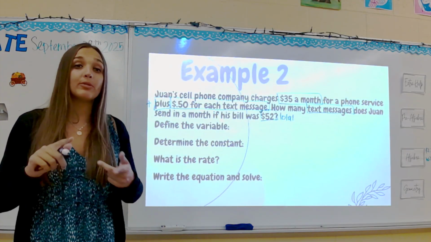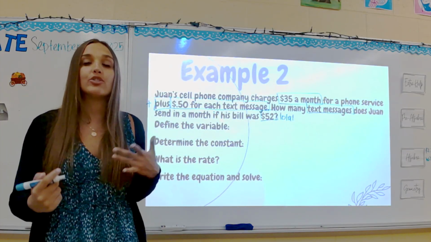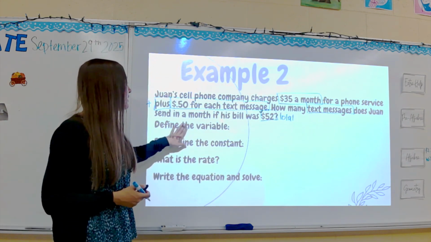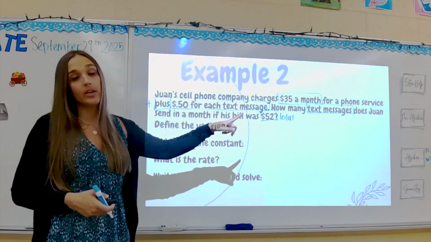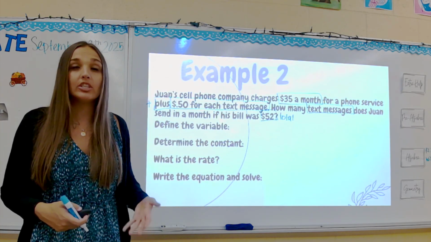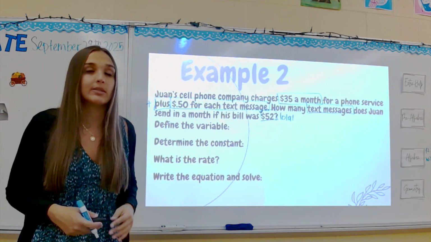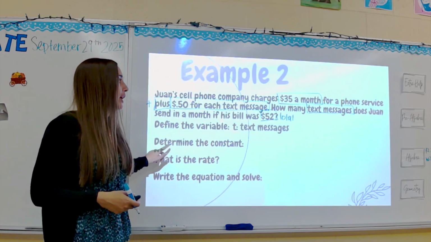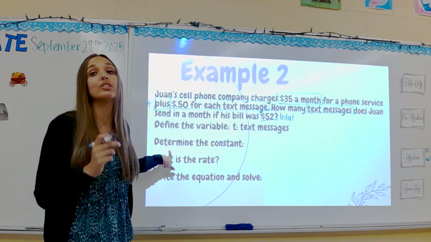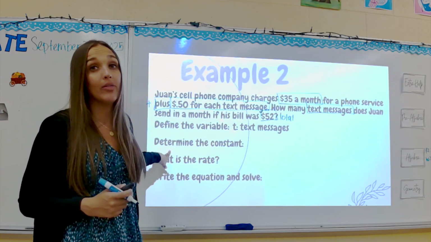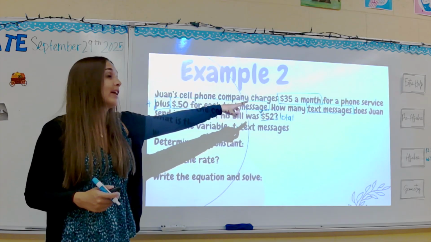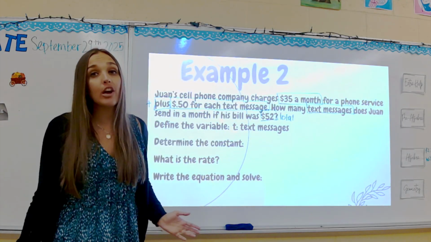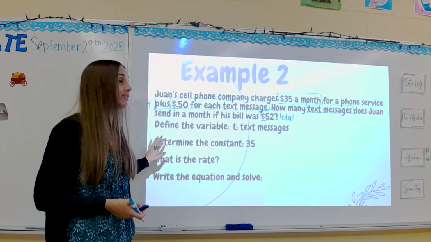You're going to have to remember to find these key points, so we're trying to get you used to this to then apply on your own. So the variable here is we're working with text messages. So I'm going to say T is for text messages, but once again, you can say X is for text messages. The constant, this is the number that no matter how many text messages I send, I'm still paying this per month. Well, that's going to be $35 because I can send a billion text messages or I can send 0 and I still have to pay that $35.